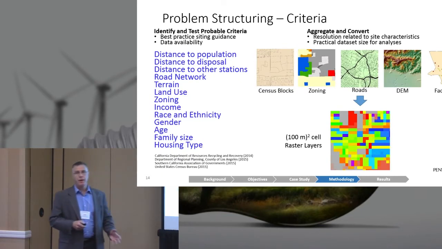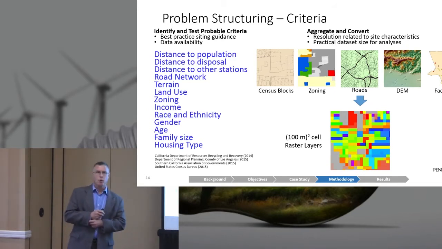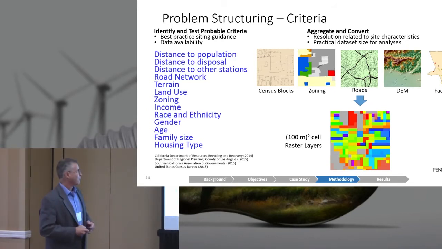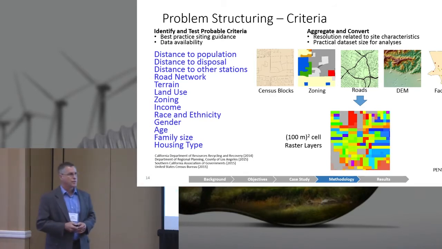Then we have to choose criteria. So we can't just go in and assume it's the price of pork bellies and the weather in China. We have to have some bias in terms of selection of criteria, working off best practice siting guidance, for which there's a lot of information on waste transfer stations. And then practically just the availability of data. It's clearly stuff that goes into these decisions.